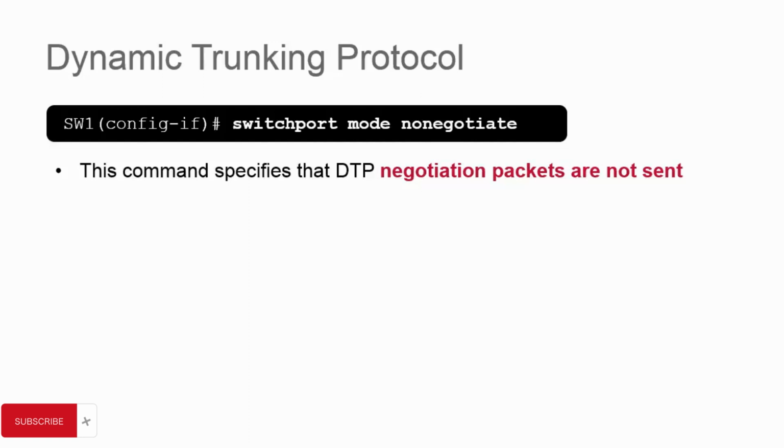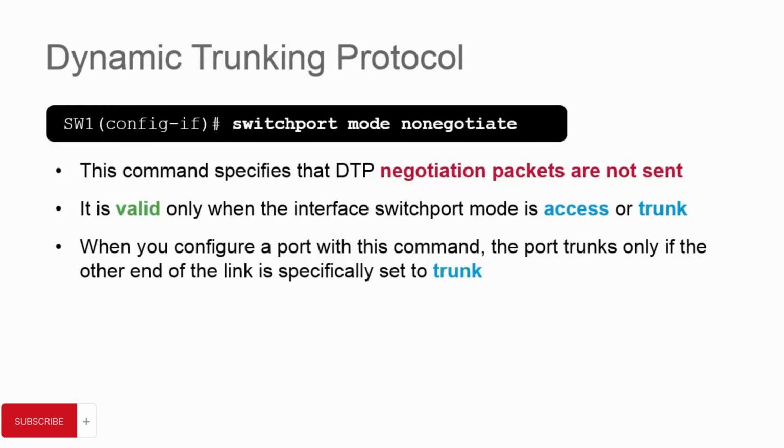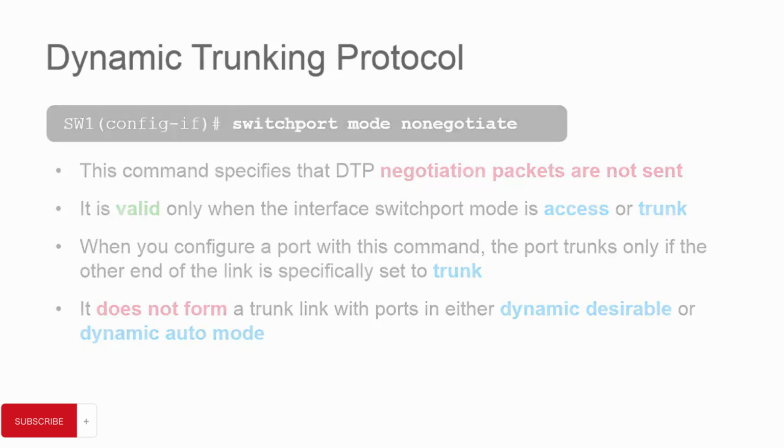One more thing. This command is valid only when the interface switchport mode is access or trunk. When you configure a port with the switchport nonegotiate command, the port trunks only if the other end of the link is specifically set to trunk. The switchport nonegotiate command doesn't form a trunk link with the ports in either Dynamic Desirable or Dynamic Auto mode. Let me show you the recommended way to set up a trunk link.